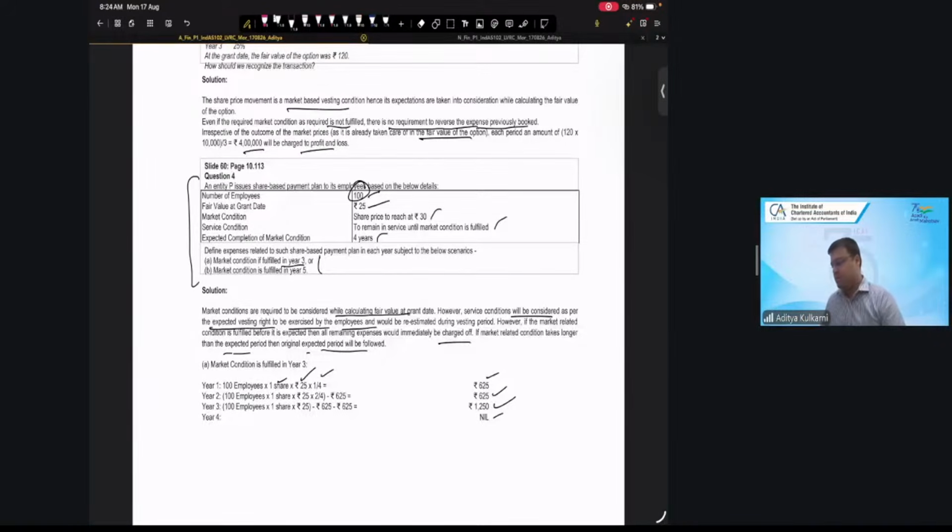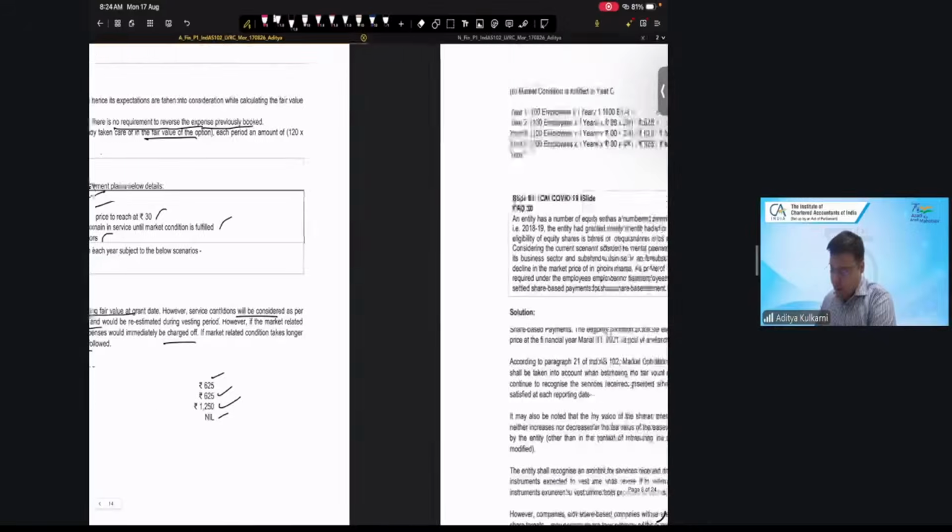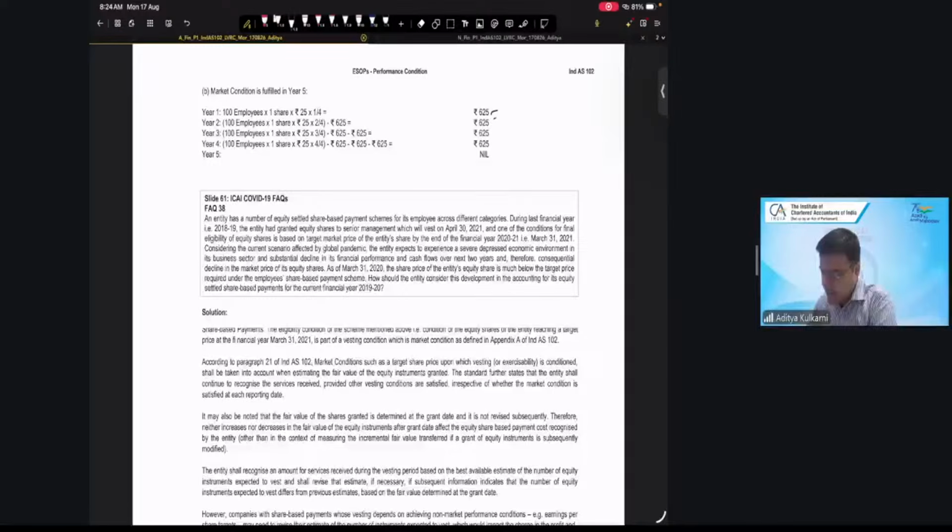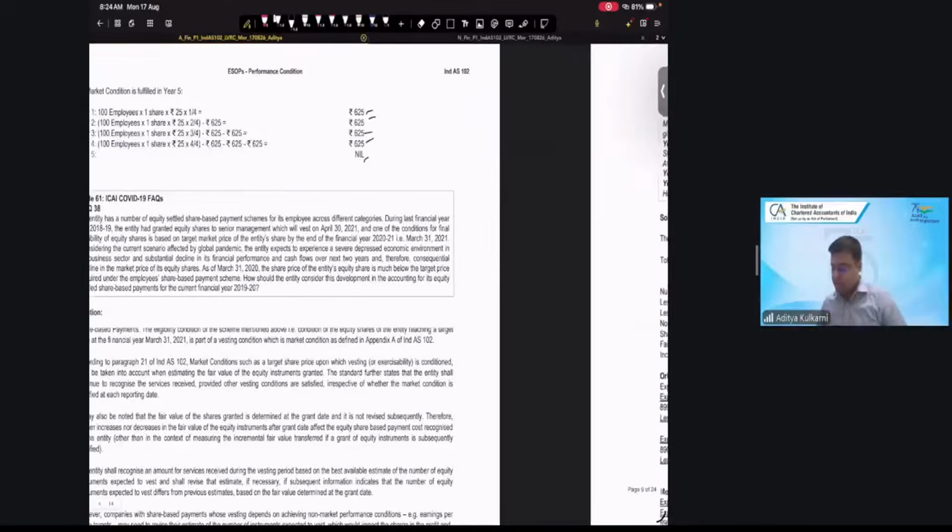Are we okay with this? Yes. If this is in year 3. If this goes to year 5, then for the first 4 years 625 and the last year it is going to be nil. Any doubt so far? Market linked performance?